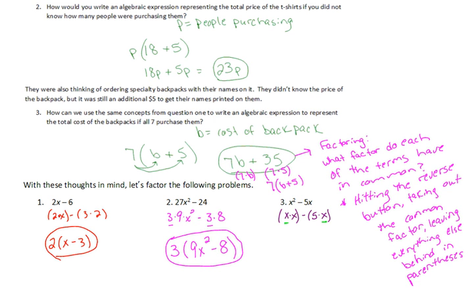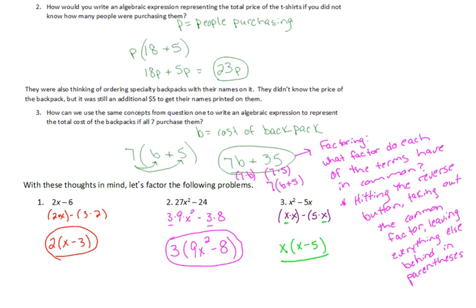So they have an x in common. I'm going to take that x out, and then what factors are left over? X and a negative 5. Okay, does that work? Yeah, because if I distribute that back through, there's an x squared. Here's the negative 5x. So sometimes factors are actually numerical values. Sometimes factors are actually variables.